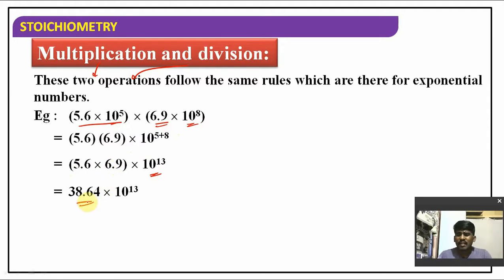This is the way we have to use scientific notation in case of multiplication, guys. You can adjust the decimal also. You are adjusting the decimal to the left side, so 10 to the power of 13 becomes 10 to the power of 14, and then it is 3.864 into 10 to the power of 14. Hope you understand, guys. Is it clear for you?